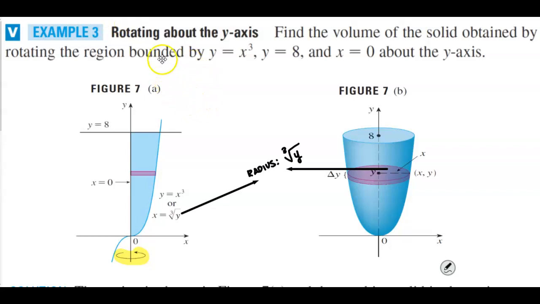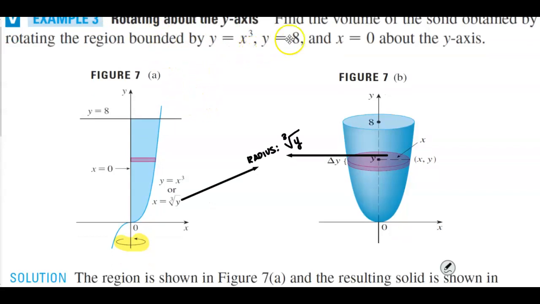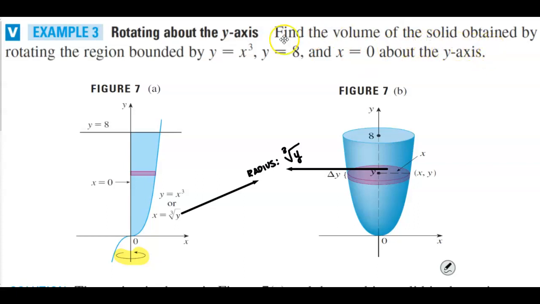Okay, in example number 3, we want to be able to rotate about the y-axis. We're going to find the volume of the solid obtained by rotating the region bounded by y equals x cubed, y equals 8, and x equals 0 about the y-axis.